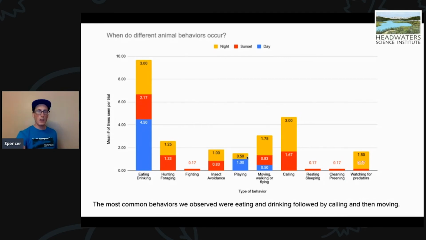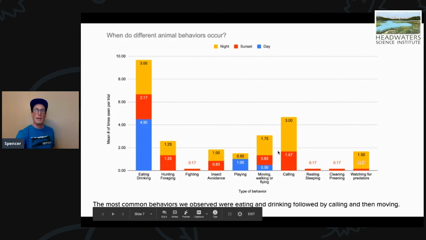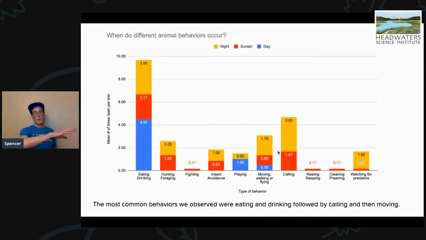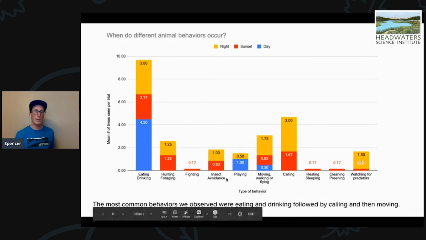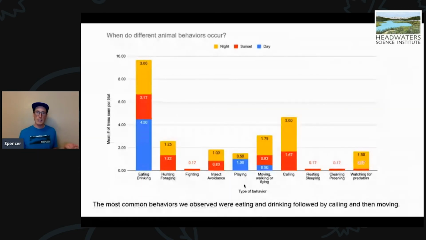Another thing that we saw a lot of was moving. Many animals just walked, swam, or flew through our webcam as we were watching. We don't know where they were coming from or going, but they seemed to be going somewhere. Another fun thing that we saw was playing. We only saw this a couple times, but we did see some animals playing with each other, which makes sense. But that's pretty much all we got.